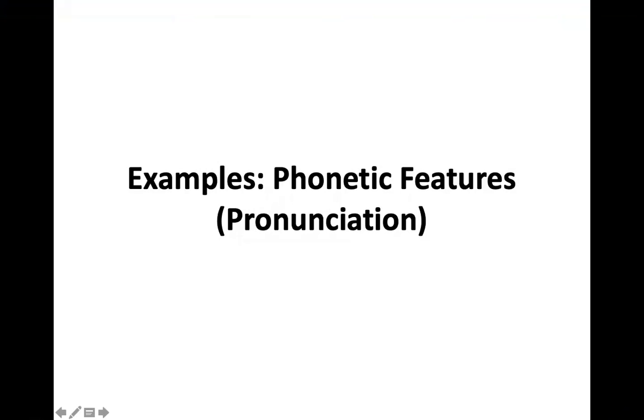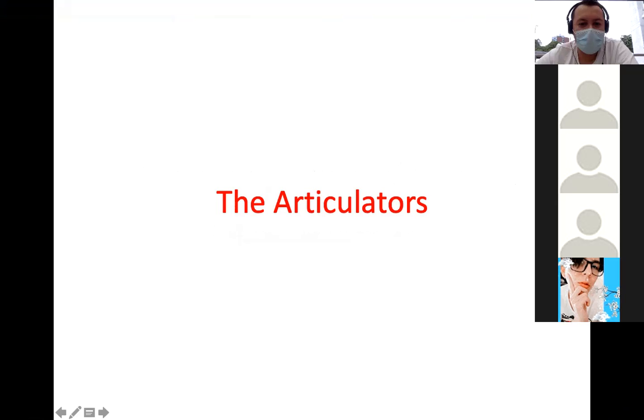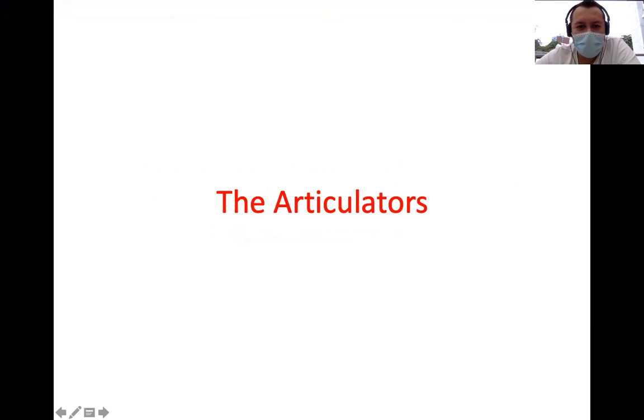Remember that we are covering a topic that is called phonetic features, pronunciation, and that the first thing we studied was the articulators. So I have a question for everybody. How many articulators do we have in our articulatory system? Anybody? 24. Okay, 24, very good. That's perfect.